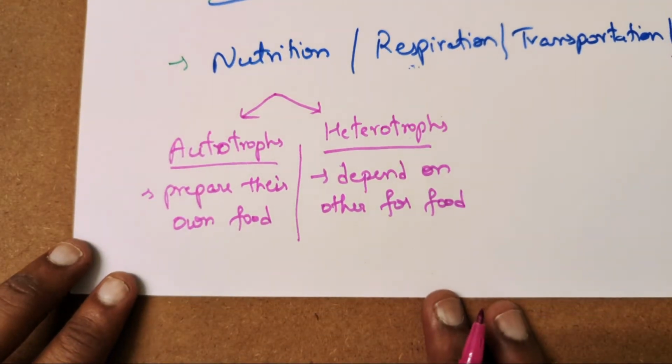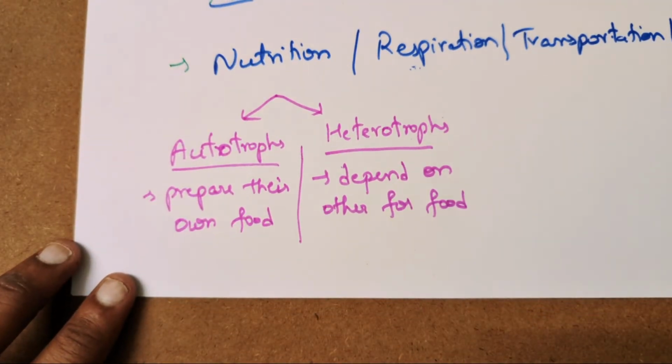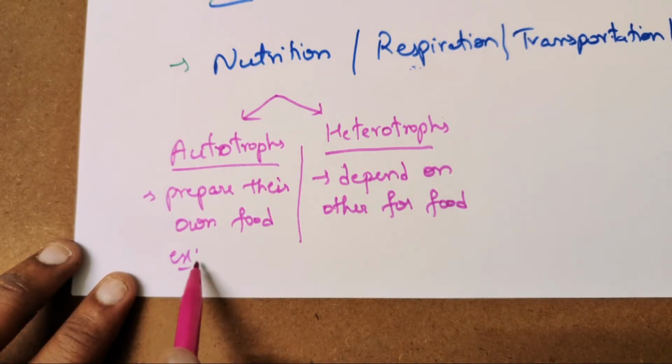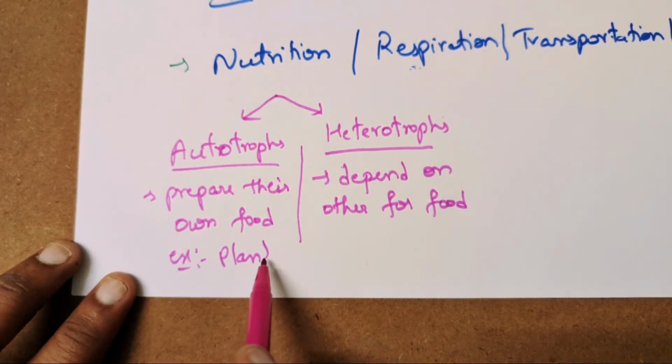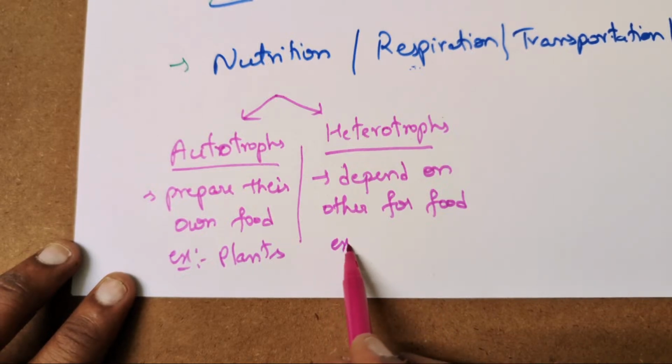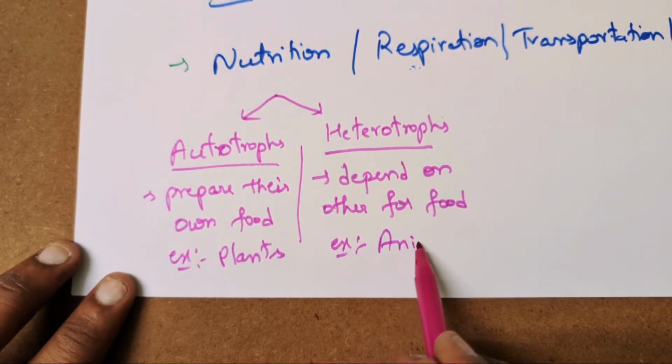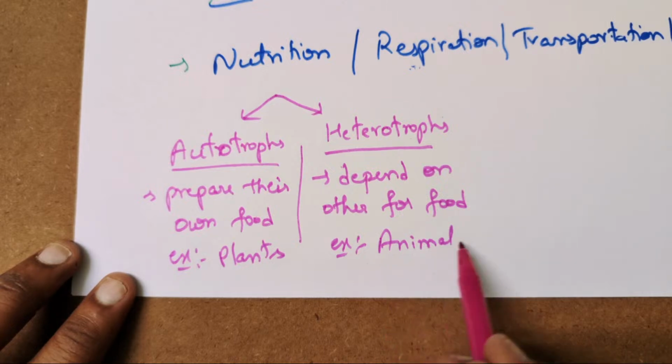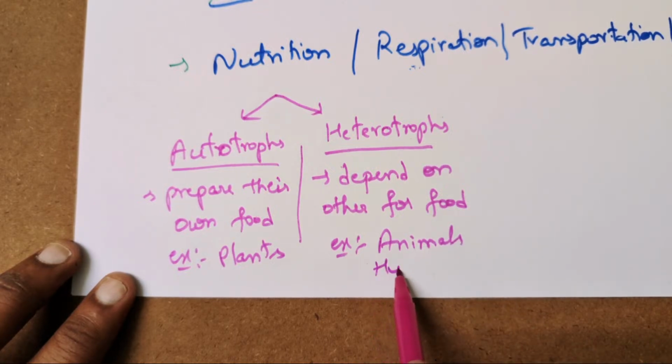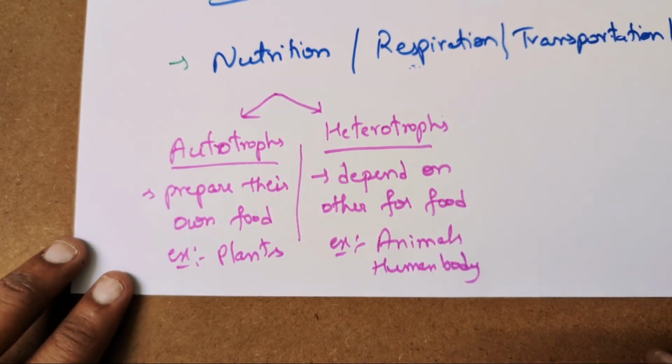So we have autotrophs and heterotrophs. Autotrophs are the ones which prepare their own food, and here the example is plants. Whereas here the example is any animal, or even our human body also comes under heterotrophs. So let's study about autotrophs first and then we'll go with heterotrophs.